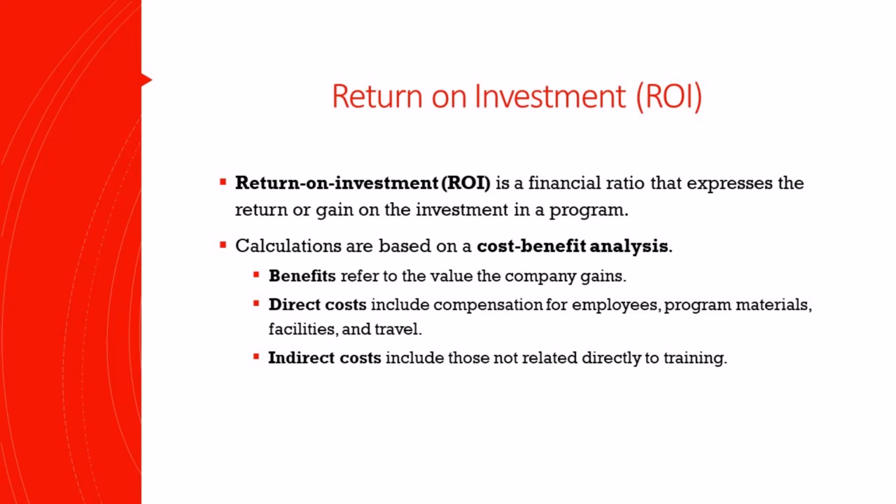Direct costs include things like the cost of paying trainers to teach and trainees to learn, of creating and printing training materials, and of training facilities and travel. Indirect costs include things like the salaries of support staff and the cost of a learning management system.